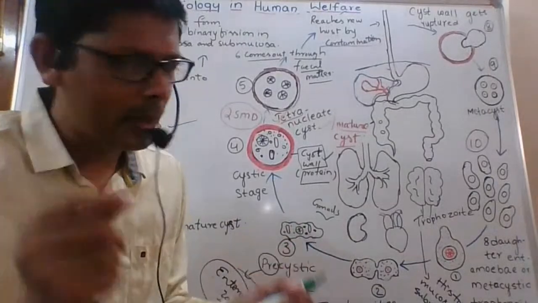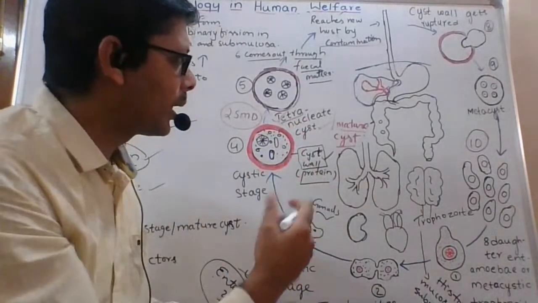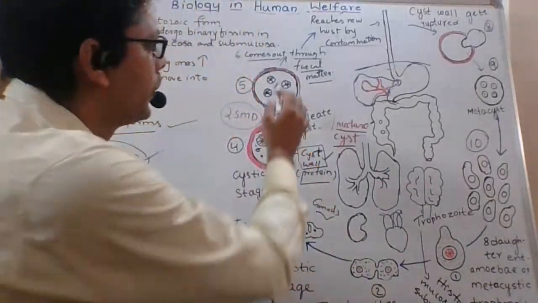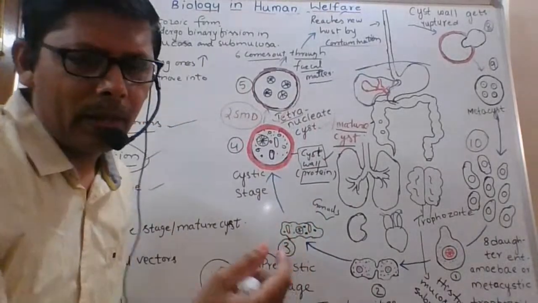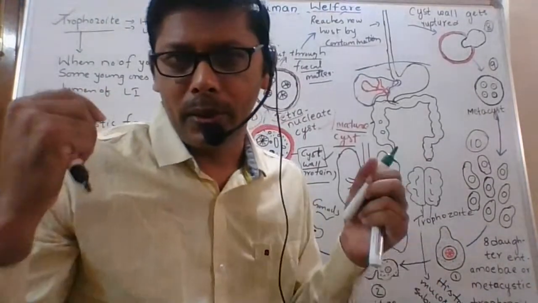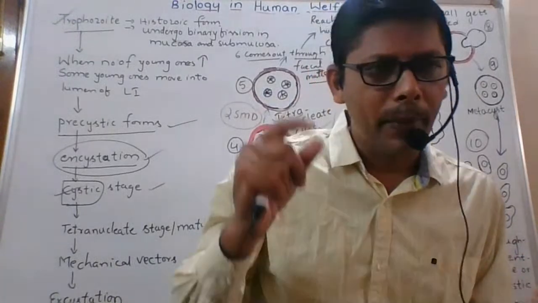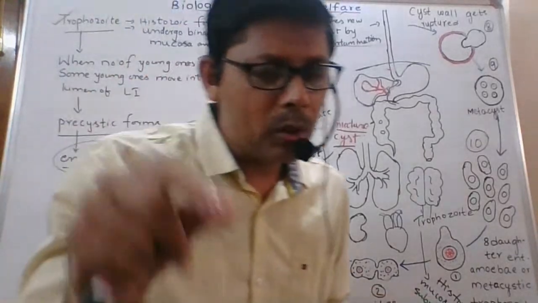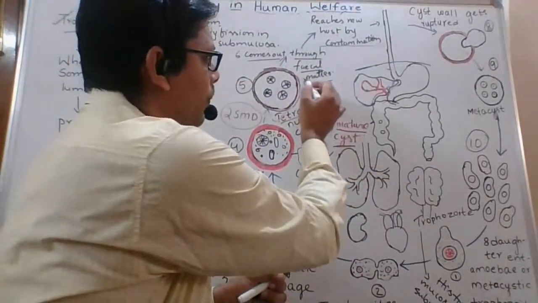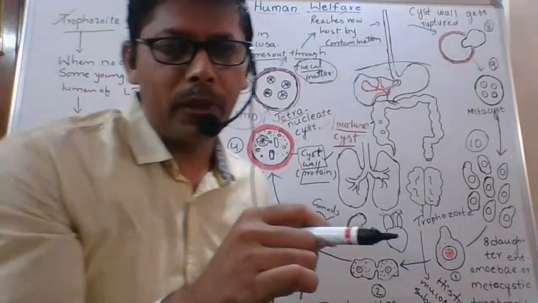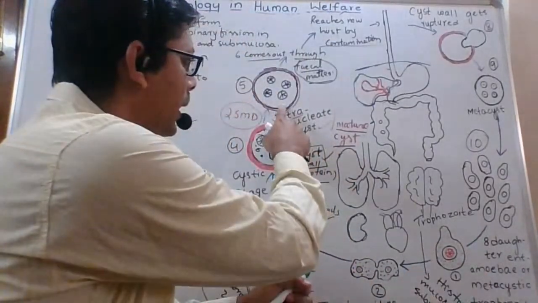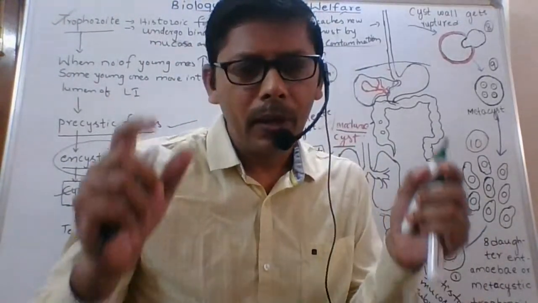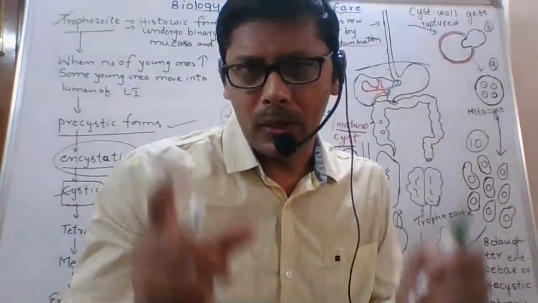Every day through his fecal matter, tetranucleated cysts, or mature cysts, come outside. When they come outside through the fecal matter, the mechanical vectors, as I told you at the beginning of this topic, are the housefly and cockroach. When a housefly sits on the fecal matter, the tetranucleated cyst gets attached to the body of the housefly.